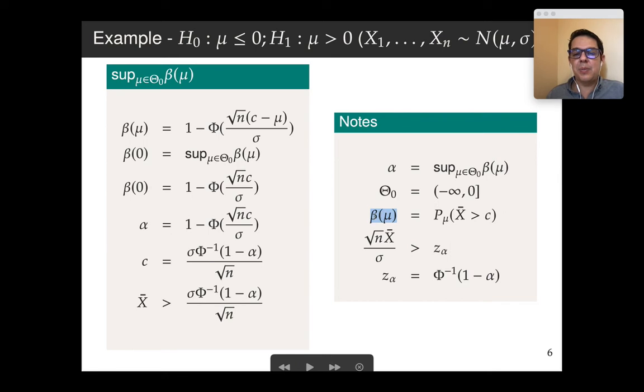So beta, the power function, is defined as the probability that x is greater than c, which means that it's in the rejection region R. Given that we are looking for the supremum, what we are looking for is all the points that we know are in the null hypothesis, which belongs to theta 0. That theta 0 is associated with the null hypothesis. We are looking for all the points in the null hypothesis that make this probability as high as possible.